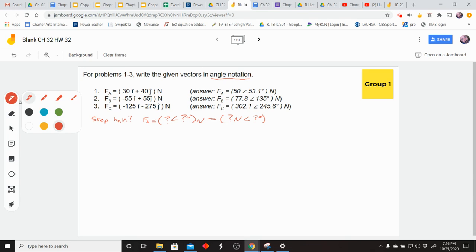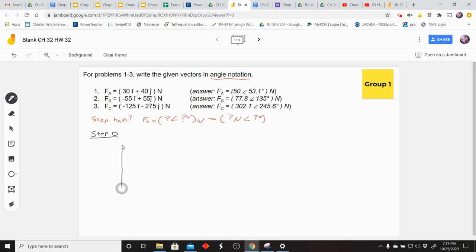All right, so what are we doing here? Basically, we have to do a step 0. A lot of this chapter will be step 0. If you remember back from last year, what is step 0? Step 0 is you're playing with the vectors and you're dealing with the components and things like that. So for problem 1, what do we have? 30 i hat plus 40 j hat newtons.